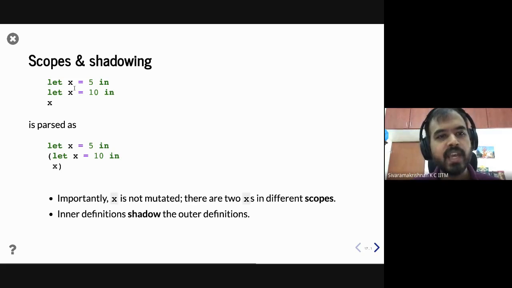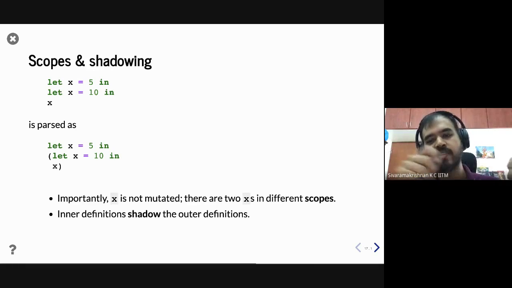So when OCaml looks at let x equals 5 and let x equals 10 in x, it is really parsing this example as let x equals 5 in some expression. That expression happens to be let x equals 10 in x. So it just happens so that the body expression happens to use the same variable name. So the previous one does not get used. So the important takeaway is x is not mutated here, right? We are not changing x. This is not like we declare an int x equals 5 and then we set x equals 10. We are not doing that.